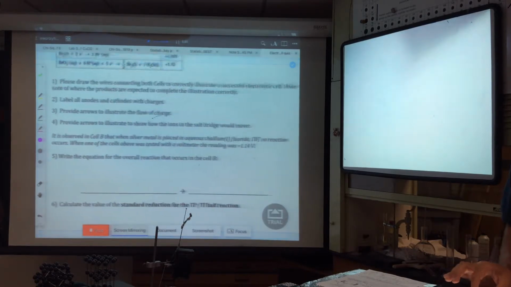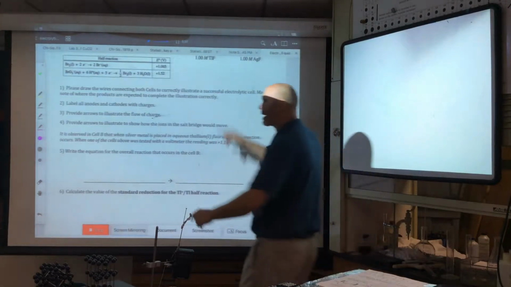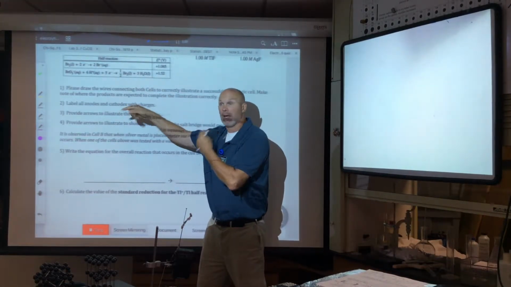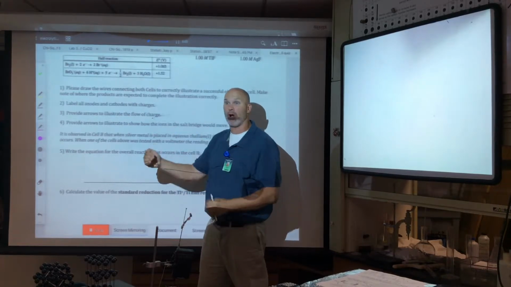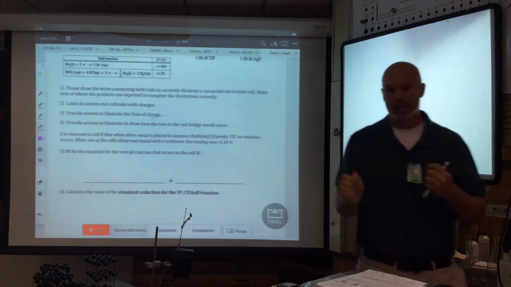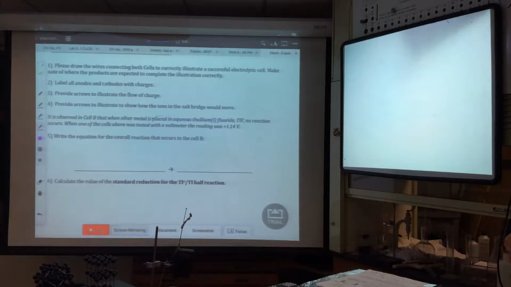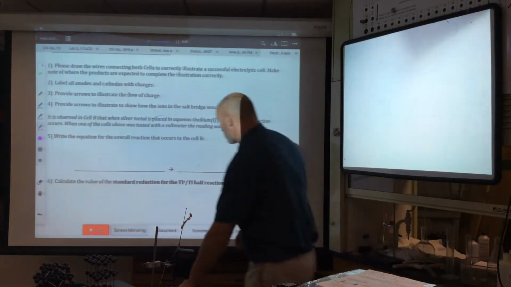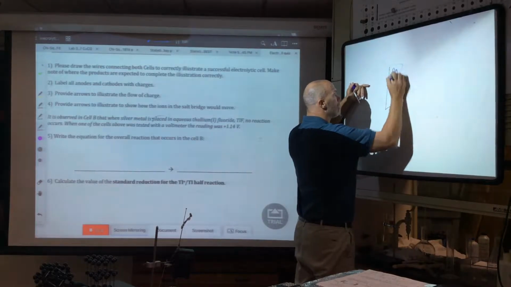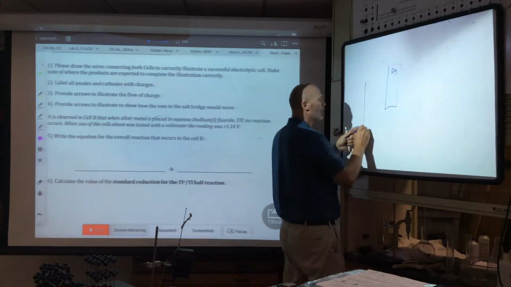It's observed in cell B that when the silver metal... notice I can't do anything until I figure out my anode and cathode in the battery. Why? Because the battery drives the electrolytic. Electrolytic does nothing, has no charge anywhere until I define what the battery's doing. Battery is spontaneous. So this is my hint. It's observed in cell B that when silver metal is placed, so let's draw it, a piece of silver metal, Ag, argentum as the Latin would say, is placed in thallium fluoride.